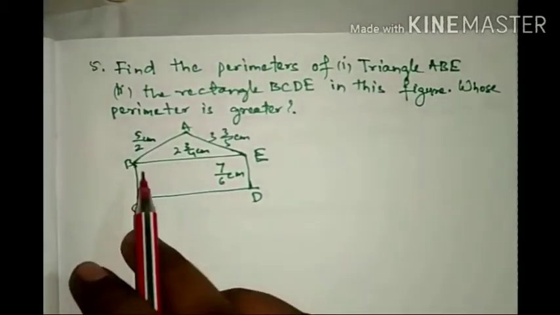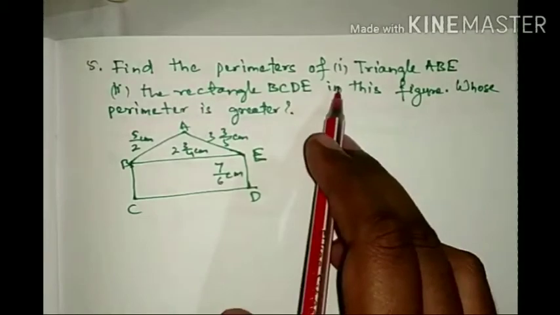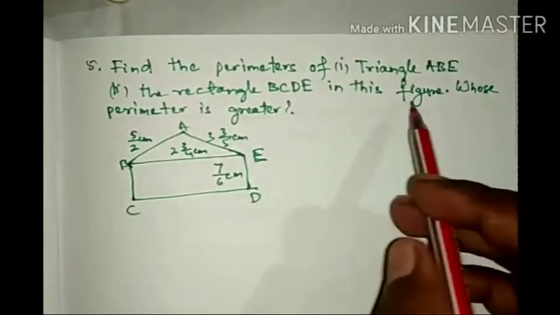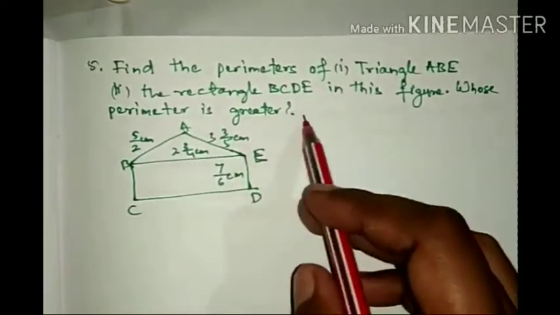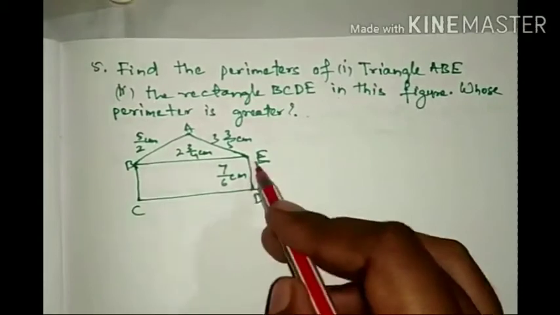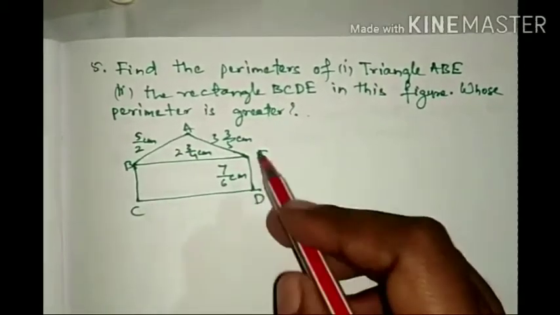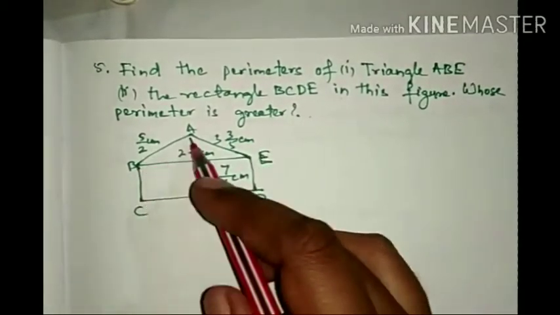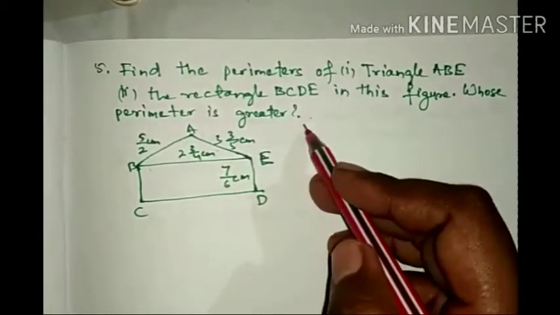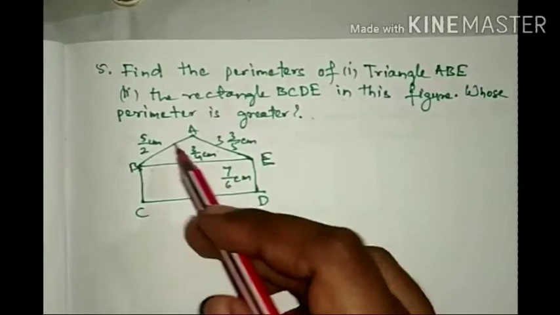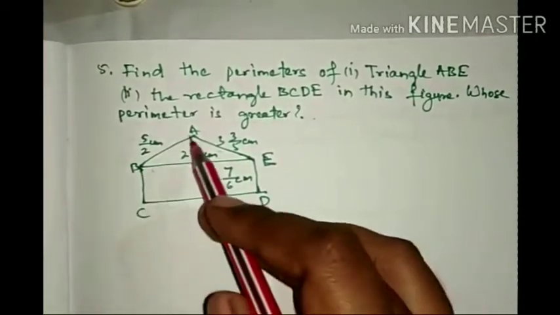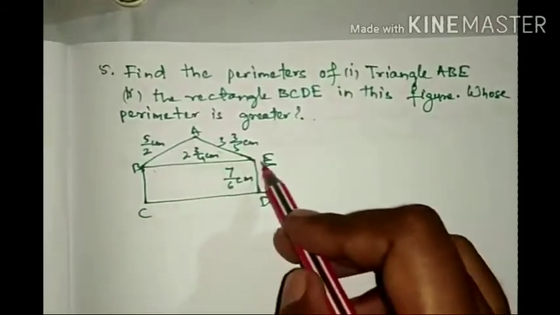Number 5 question is: find the perimeters of triangle ABE and the rectangle BCDE in this figure. Whose perimeter is greater? Here ABE is the triangle and BCDE is the rectangle. For the triangle, 3 sides are given. The triangle perimeter is the sum of the 3 sides, AB plus BE plus AE.